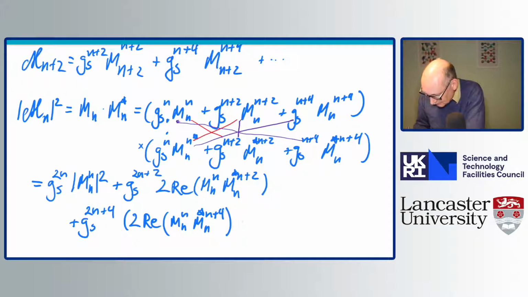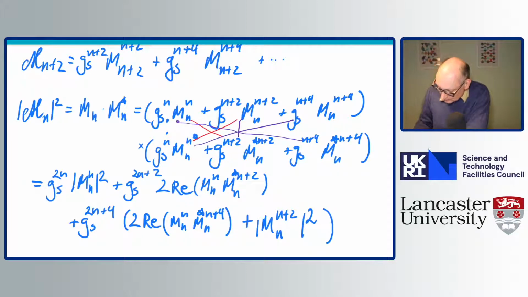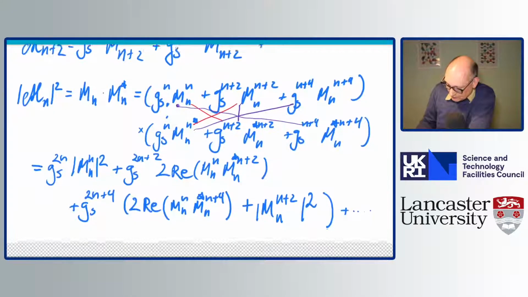Then we get a plus |M_n^(n+2)| squared, like so. And then of course the higher order terms still that we haven't written out yet.